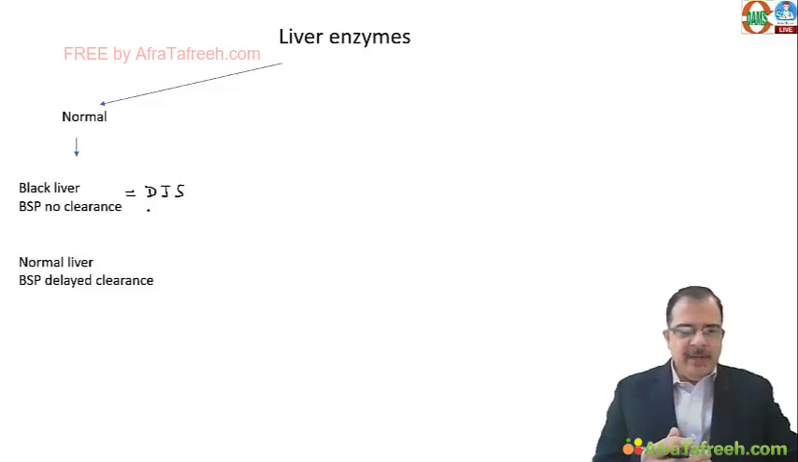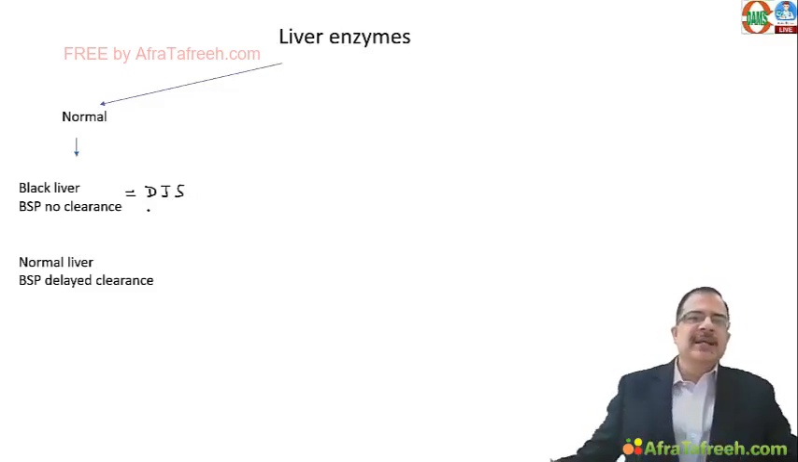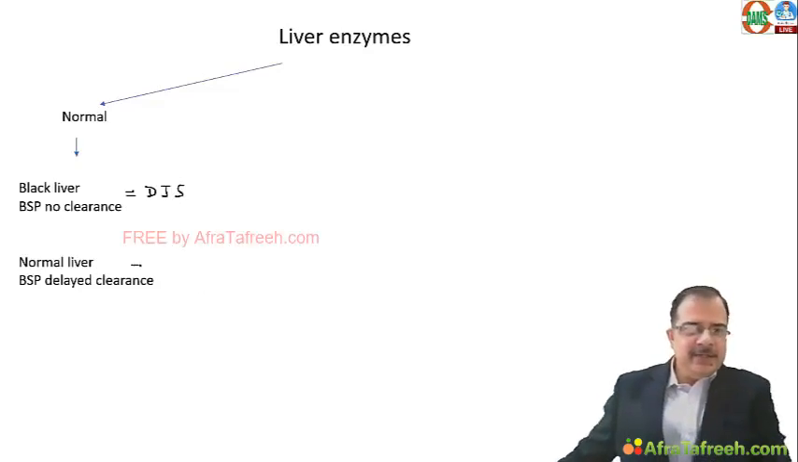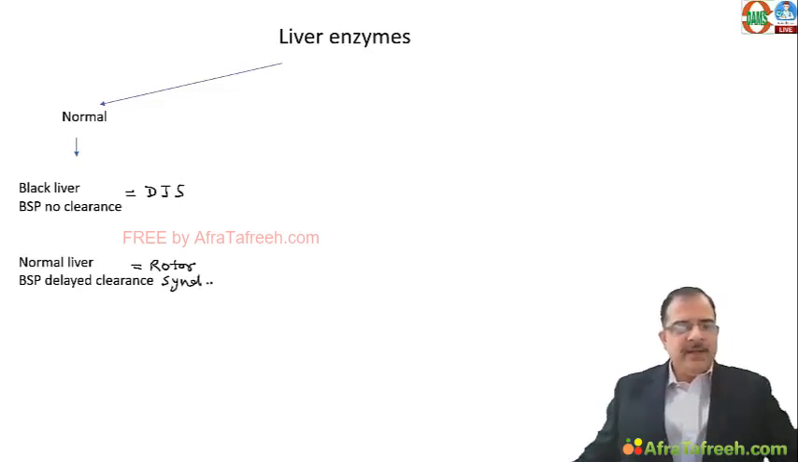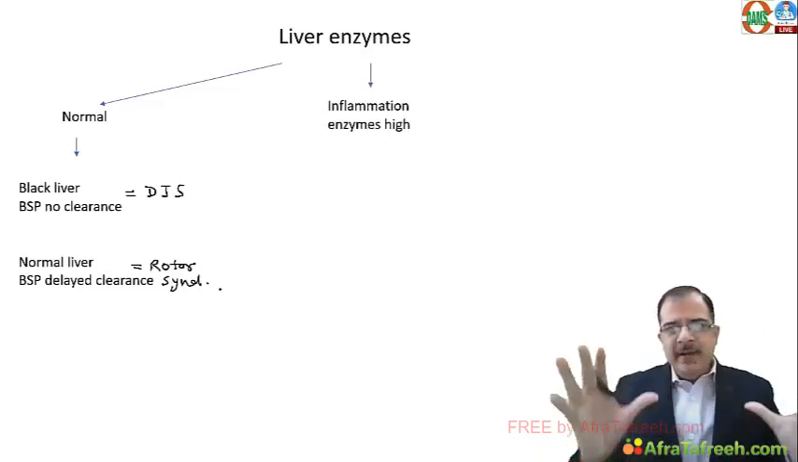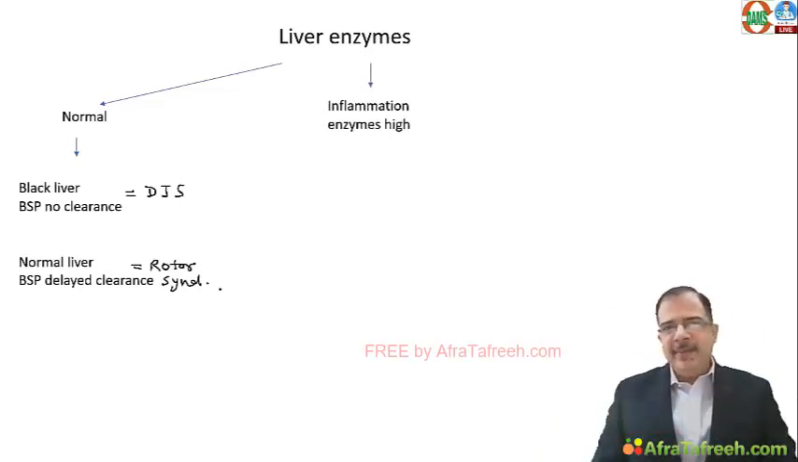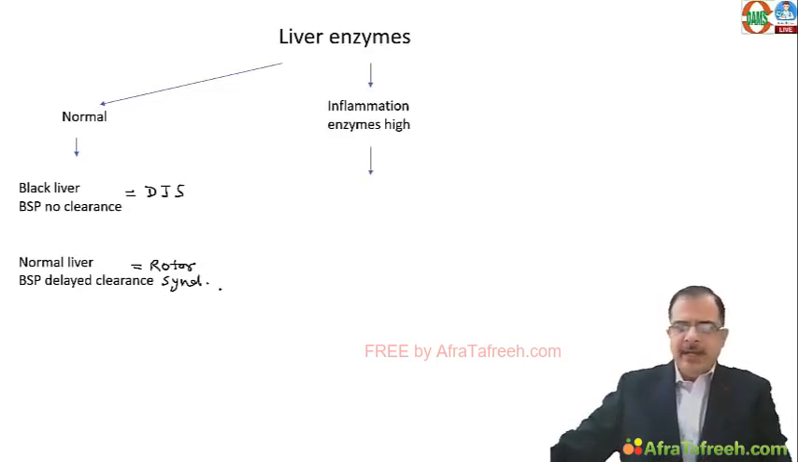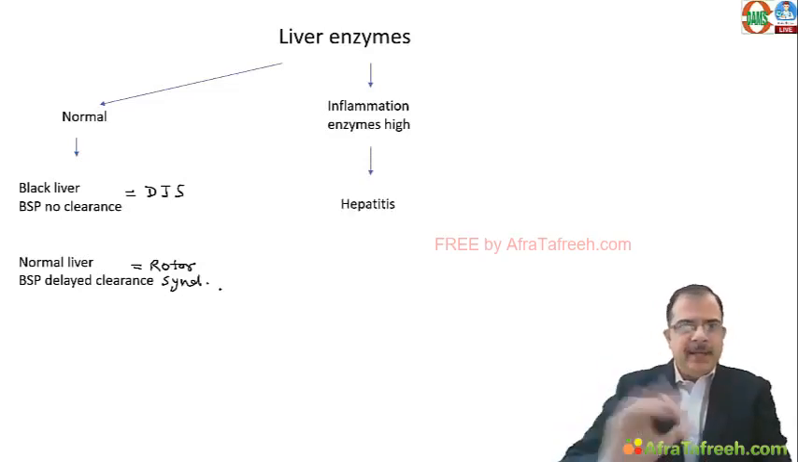Normal liver is there and BSP is showing a delayed clearance. Instead of in 90 minutes, it is getting cleared in say 120 minutes or 150 minutes. Delayed clearance will be seen in cases of Rotor syndrome. So mark the answer as Rotor syndrome. So identify these keywords. Now the liver enzymes, they show you inflammatory enzymes are high. Inflammatory pattern is high. So like SGOT or SGPT are high. So in that case, your diagnosis will be hepatitis.